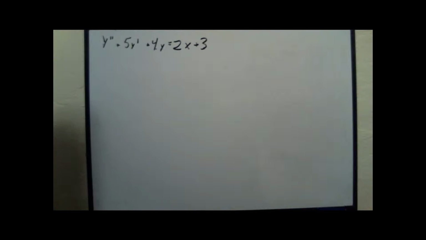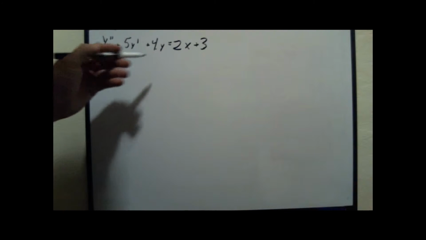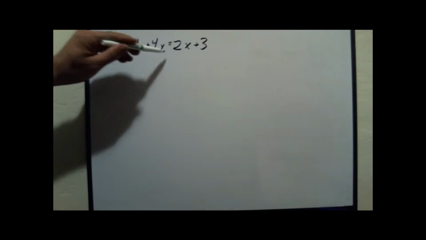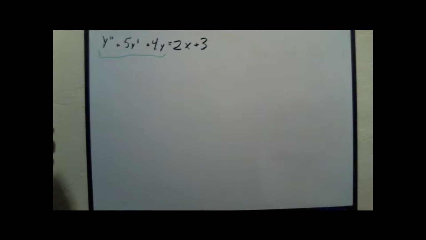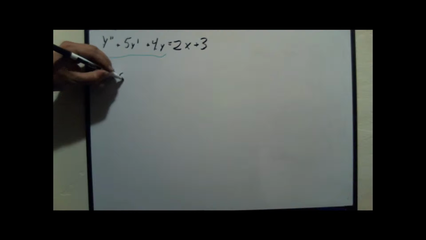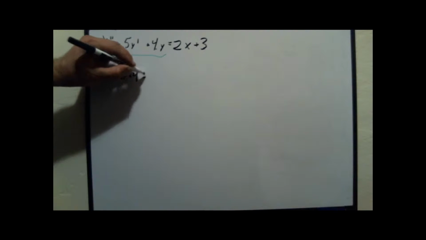How do I solve this? Well, I'm first going to use a different color, and I'm going to just look at this part. This is the part where I can treat it as homogeneous. And I'm going to do a quick diagnostic. I'm going to convert my y primes to r's. I'm going to say r squared plus 5r plus 4 equals 0.